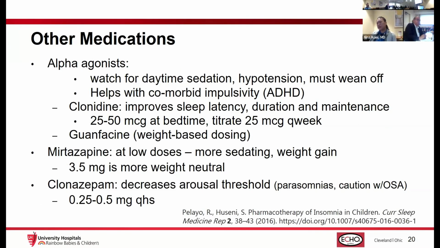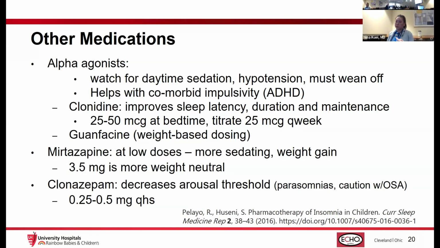And then other medications. These are all medications there's not a ton of studies on. Probably the most evidence is for the alpha agonist, specifically clonidine, because that helps improve sleep latency, improve sleep duration as well. Questionable maintenance. There's some studies that support it. Anecdotally, though, I find that clonidine helps with sleep onset, but you tend to have awakenings.